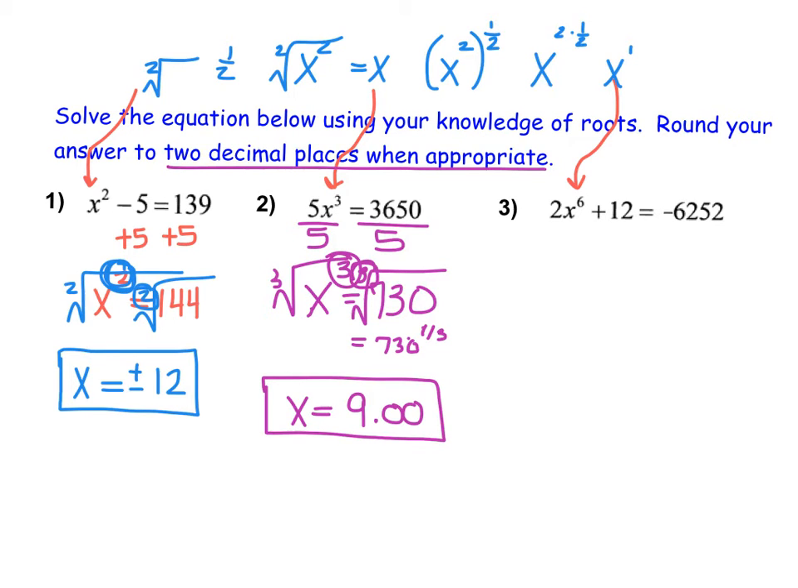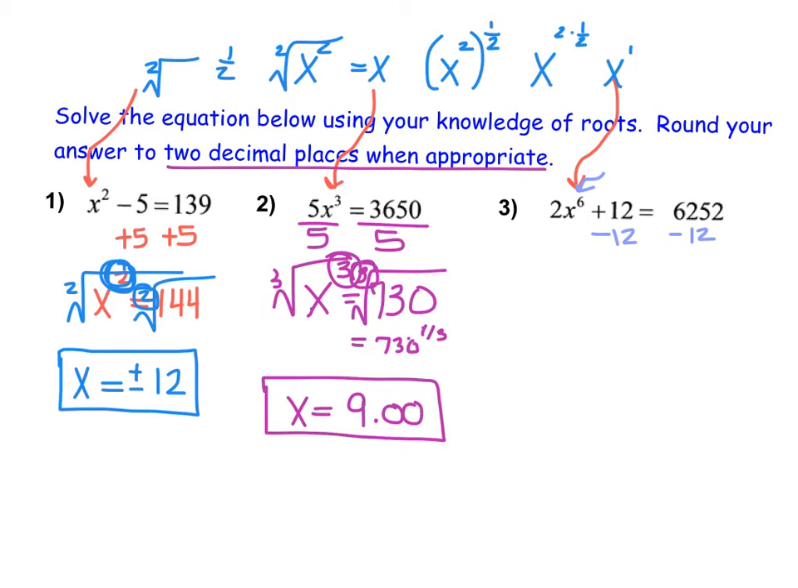Now from here, this is a little typo, this should be a positive, so you can go ahead and remove that out of there. So we have 2x to the 6th plus 12 is equal to 6,252. So again, we're going to go through this process of solving this, and we're going to start by getting the piece that is to a power by itself. So we start by subtracting 12 from each side.